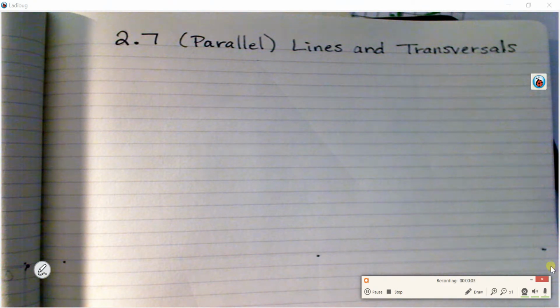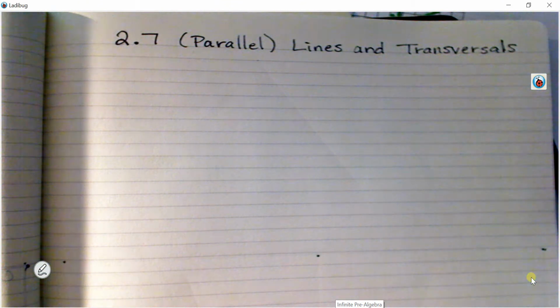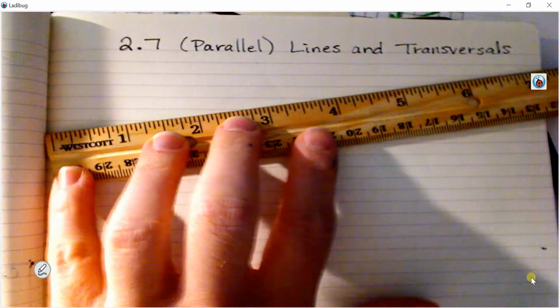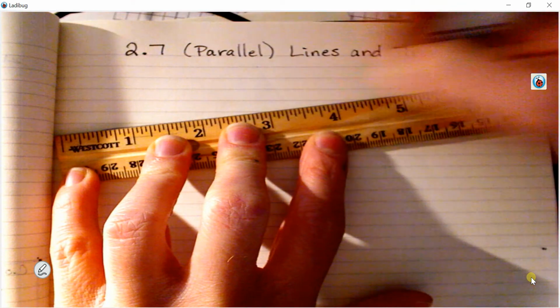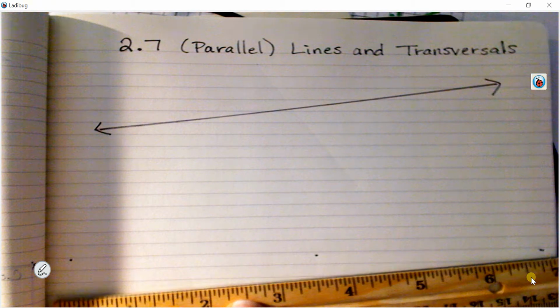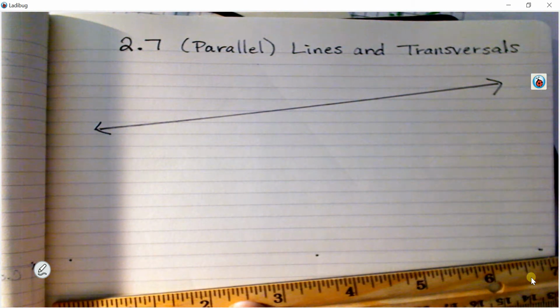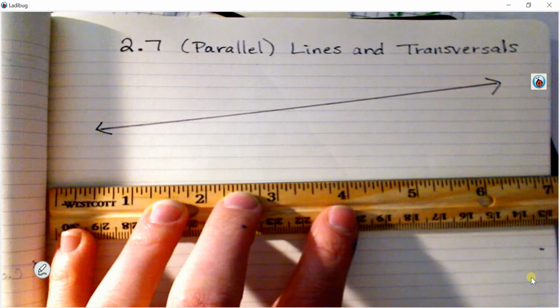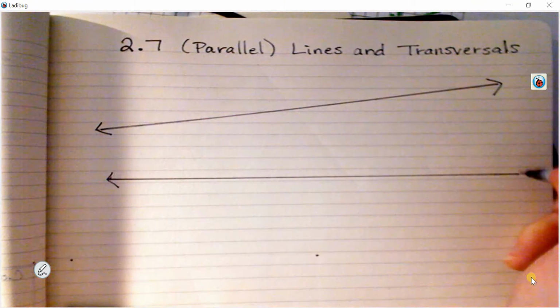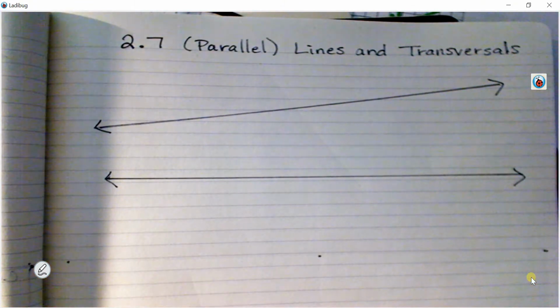Okay, so first thing you want to do is draw yourself a couple of lines that are not parallel. We're not going to focus on the parallel right now, but we are going to give two lines. So one of them can be a little bit slanted like this. Put arrows on the end because it is a line. And the other one I'm going to purposefully not make it parallel. Make it a little more like this. Put arrows on the ends because it is a line.